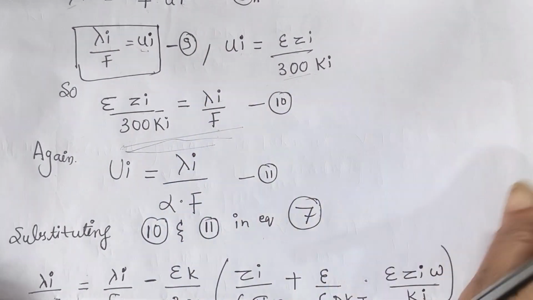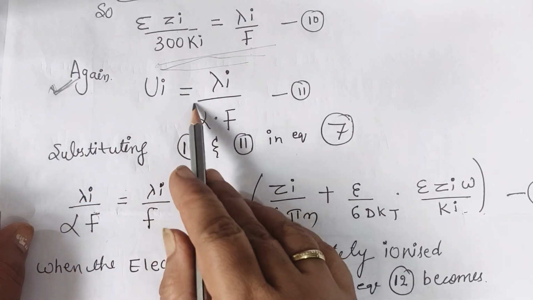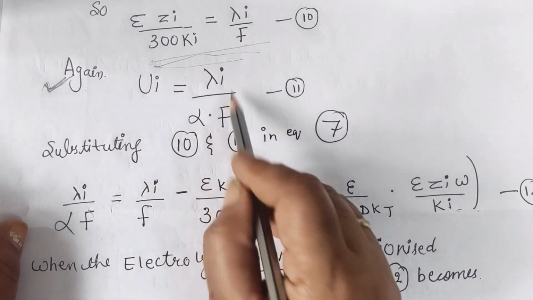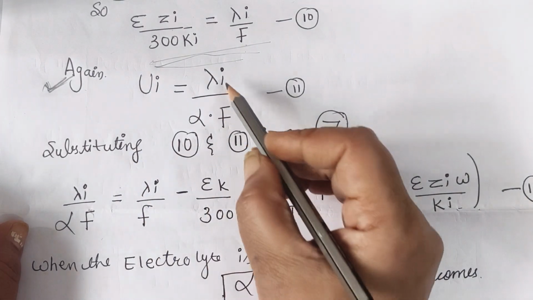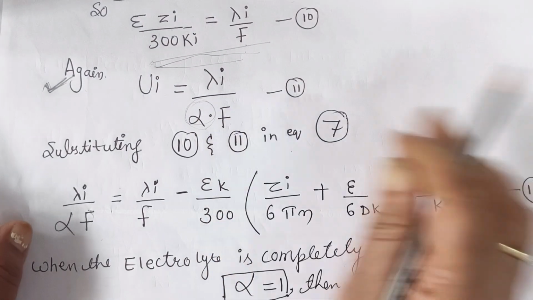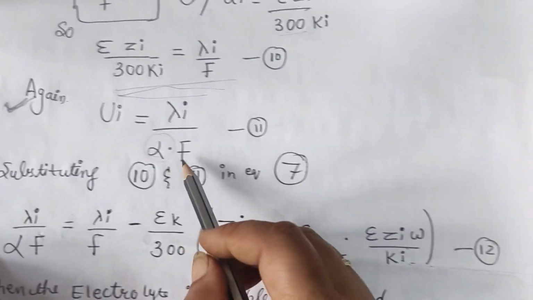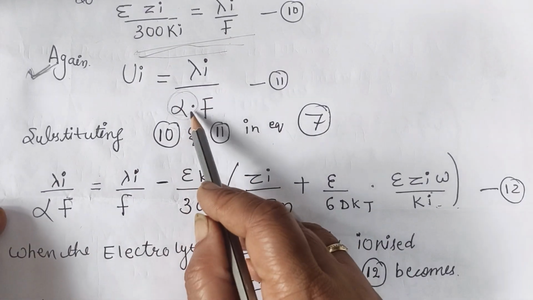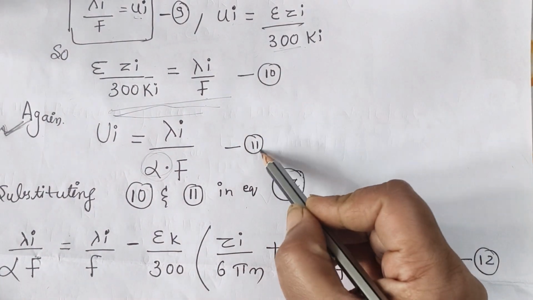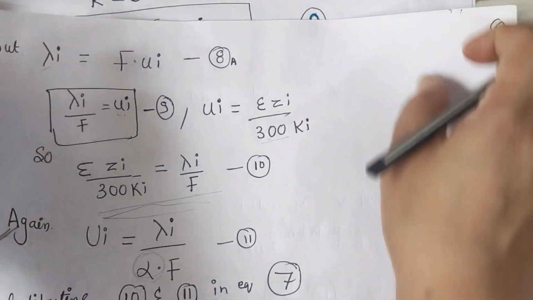Now again one more assumption here: they are saying that ui is equal to lambda i by alpha F. So one more relation here, ui equals lambda i by alpha F, meaning again they are taking the degree of dissociation here. Your 9th equation was ui equals lambda i by F, and again here they are saying it can also be this relation. Okay, so we have to substitute the values of our equations 10 and 11 in our equation number 7.